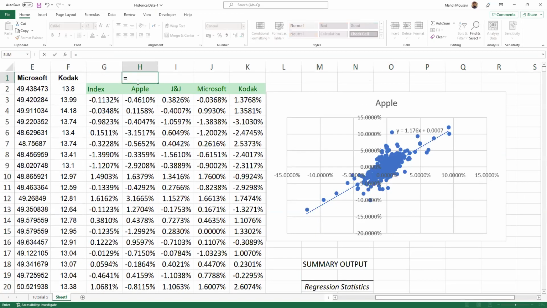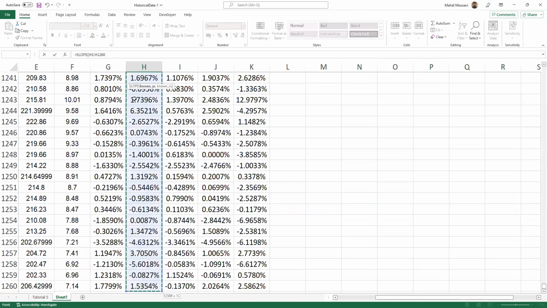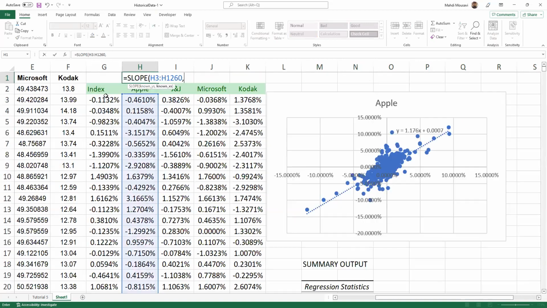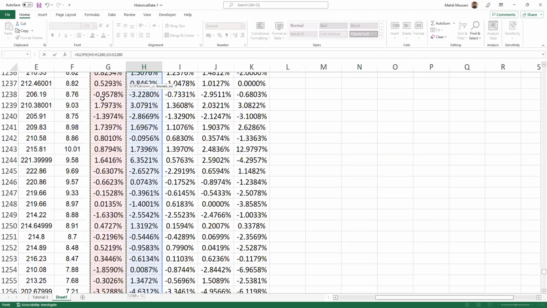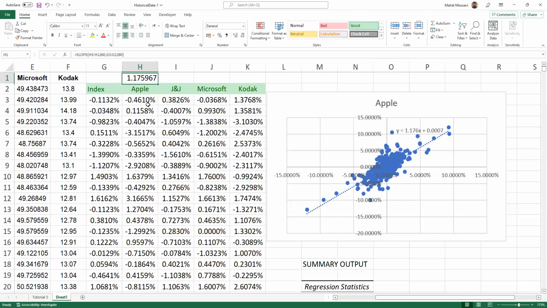Another shortcut is to use slope as a function. And here we can select our y's. Y is the Apple. And X is actually the returns of index. So we have got 1.175, the same results.